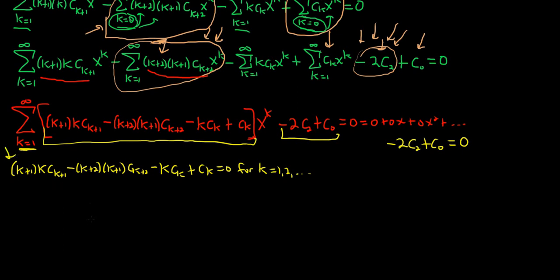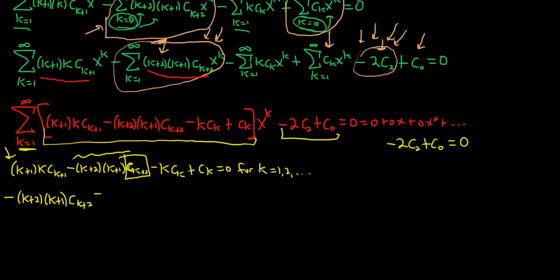So we have to solve for the one now that has the highest subscript. So we're going to solve for c sub k plus 2. To do that, I'm going to do it in steps. First I'll keep this piece here on the left. So negative (k+2)(k+1) c sub k plus 2.